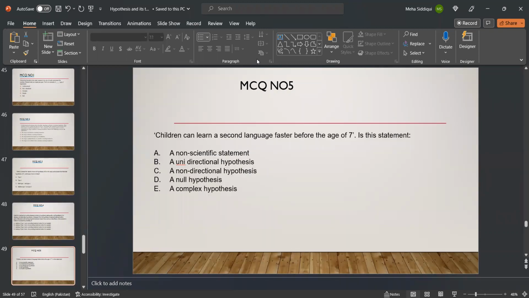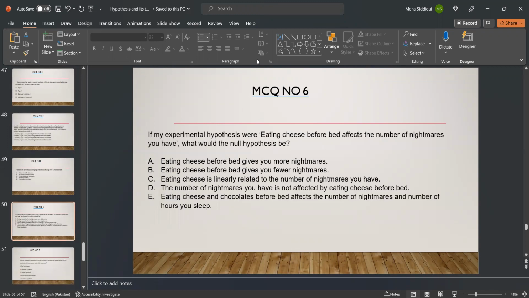MCQ number 5. Children can learn a second language faster before the age of 7. Is this statement a non-scientific statement, unidirectional hypothesis, non-directional hypothesis, null hypothesis, or complex hypothesis? Again, any guess? Okay, again, it is showing the direction. B is the right option.